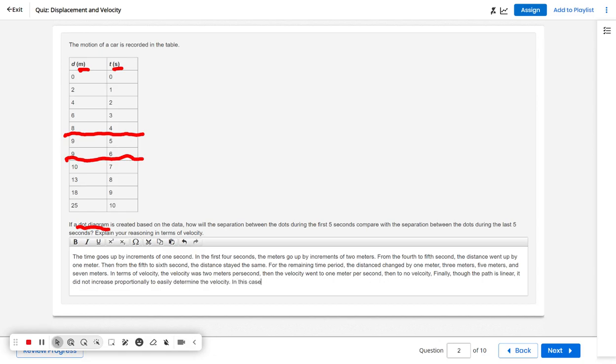And in this case, there is a velocity and there is a starting distance, where the equation will follow y equals mx plus b rather than the easier y equals mx. And that's about it.